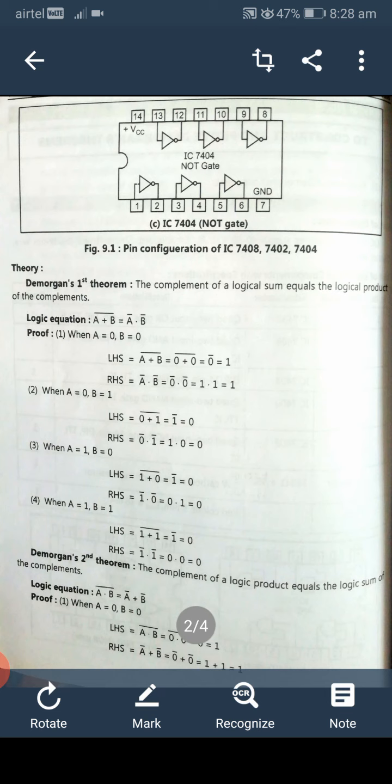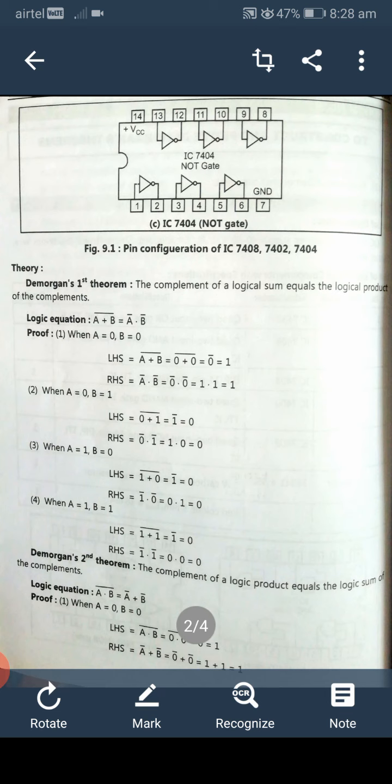De Morgan's second theorem states that the complement of logic product equals the logic sum of the complements. Logical equation for De Morgan's second theorem is: complement of A into B is equal to A complement plus B complement. Proof. First condition, when A is equal to 0 and B is equal to 0.